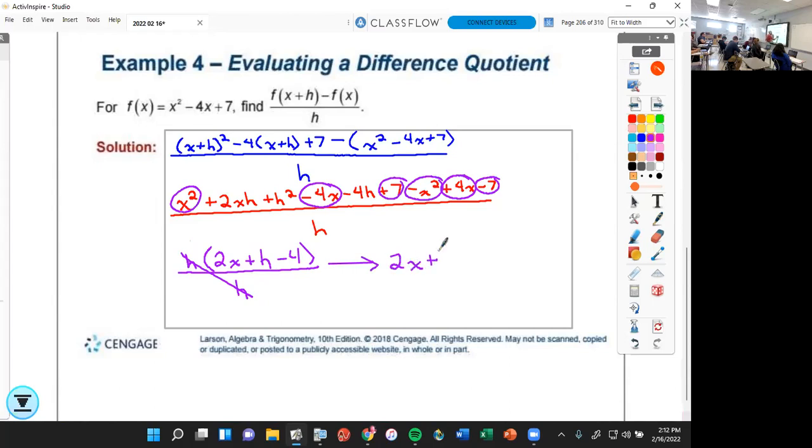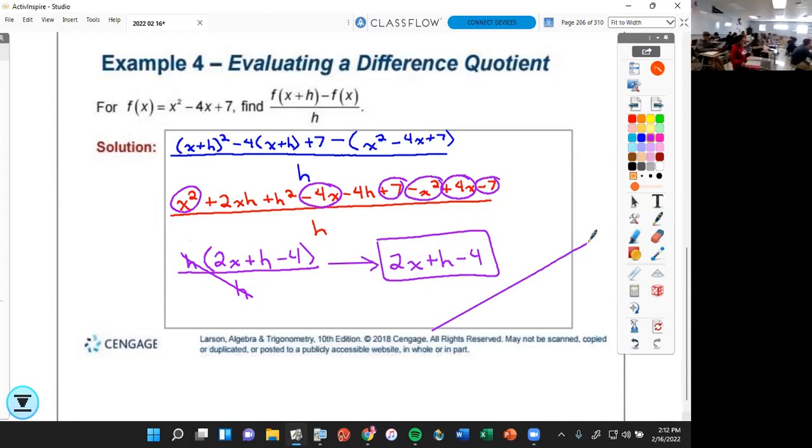2x plus h minus 4. That isn't as hard as I thought it would be. Huh? Easier than I expected. He said that there gets to be radicals, didn't he? We've done some radicals today. Isn't that bad?